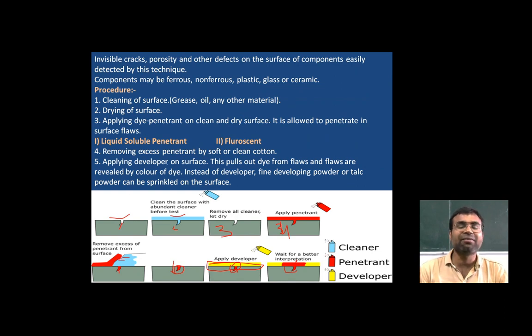So applying the developer on the surface pulls the dye out from the flaws, and the flaws are revealed by the color of the dye. Instead of a liquid developer, fine developing powder can be sprinkled on the surface to soak up that penetrant.